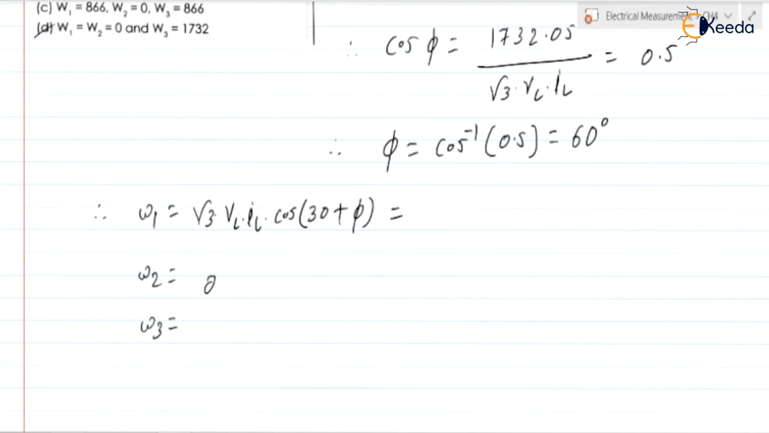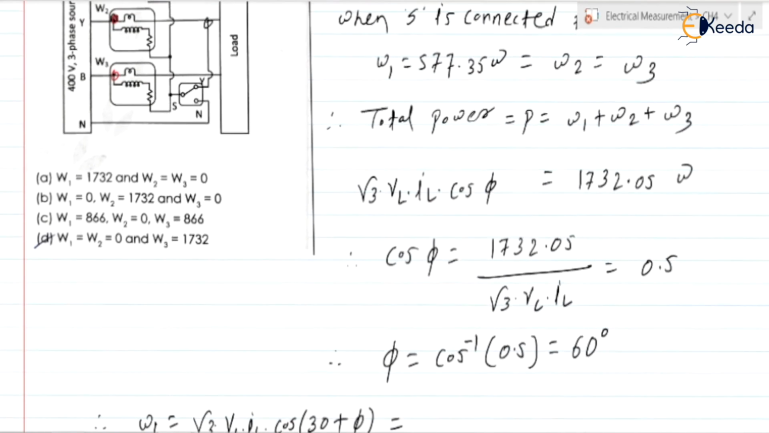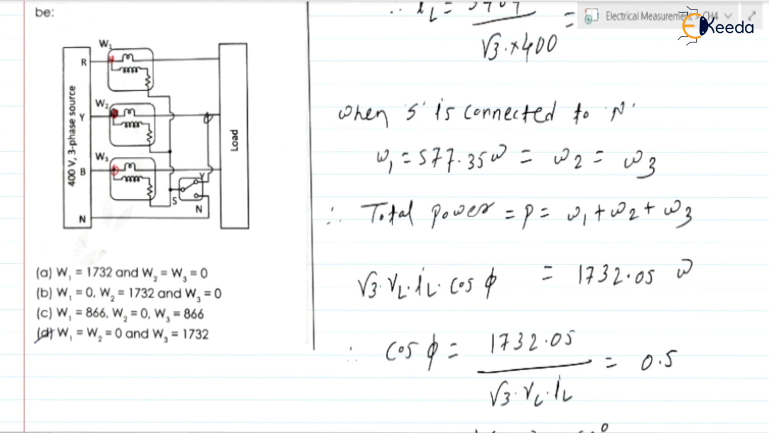Are you getting the point? Why is wattmeter W2 showing 0 reading? Because the voltage across its pressure coil is 0, so that's why it will be 0. Next, if you check wattmeter W1, the pressure coil is connected between phase R and phase Y. And for W3, wattmeter 3, the pressure coil is connected between phase B and phase Y.